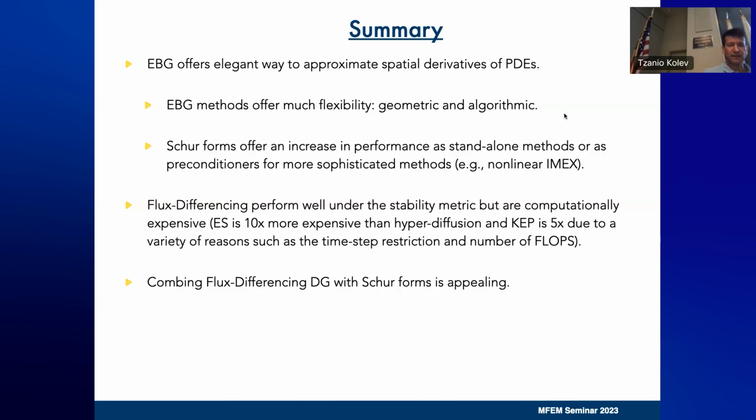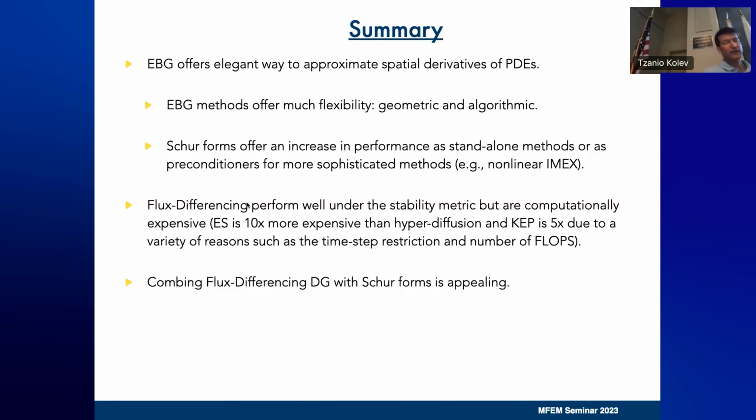Flux differencing, these entropy stable methods I talked about, perform well under the stability metric, right? I told you you can prove rigorously that they're going to remain stable, but they're computationally very expensive. So to give you an example, the entropy stable methods I showed you today are about 10 times more expensive than a hyperdiffusion spectral element code. And the kinetic energy is about 5x. And it's not just because of the more complex fluxes. It has to do with the fact that we haven't been careful about constructing the IMEX methods to be kinetic energy or entropy stable, and so then we're having to use smaller time steps. That's another factor of 2. So really, divide by a factor of 2. So it's 2.5 and 5x really, right?